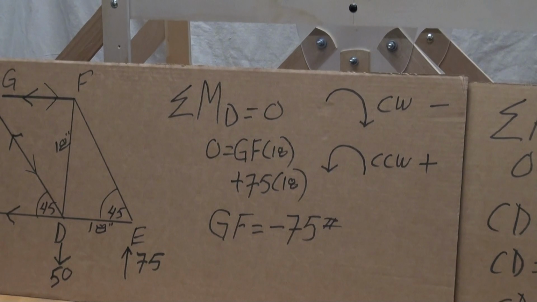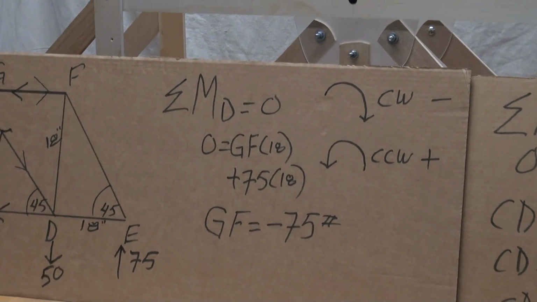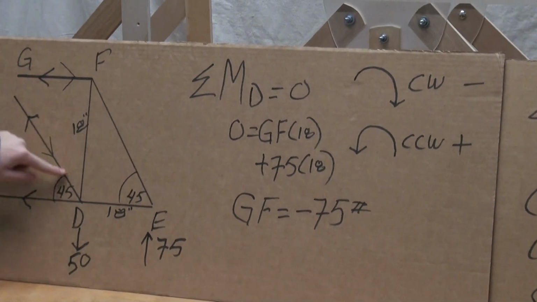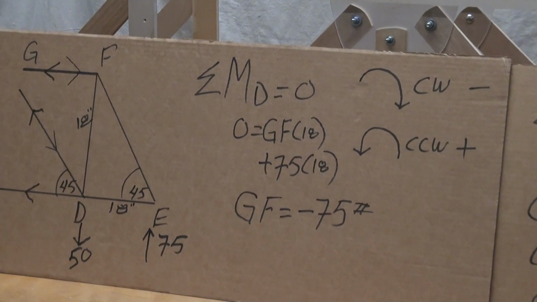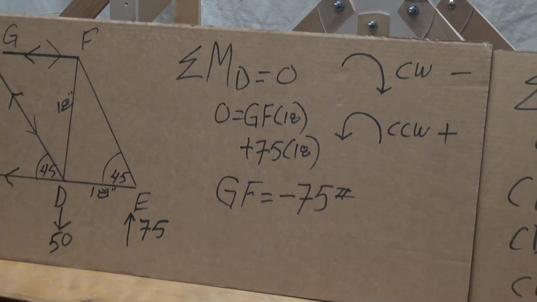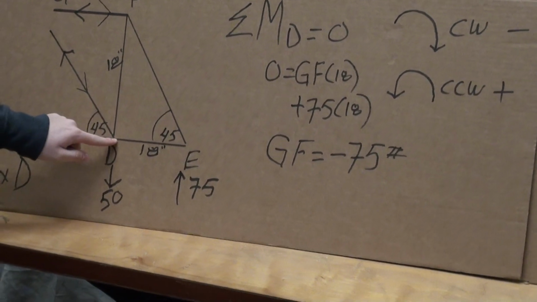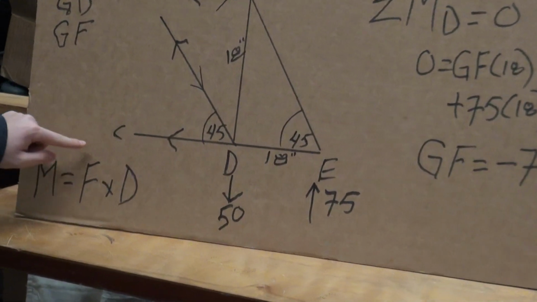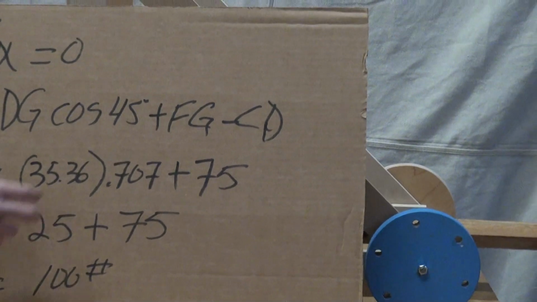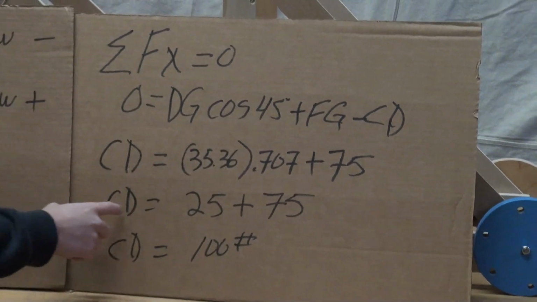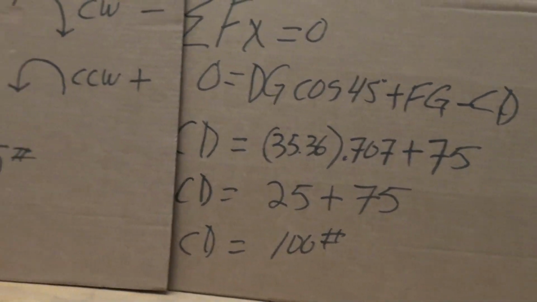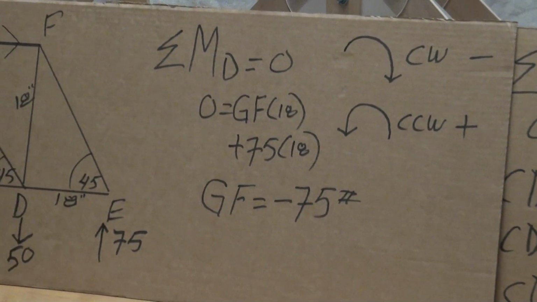And DG, where's DG? Right over here. And that's also positive because it's going to the right. The horizontal component is going right. And the last one is CD, which is going left, so it's negative. Which is what we got here: minus CD. So plug in everything that we know. Very simple algebra. We get CD is 100 pounds, positive, which means it's tension.